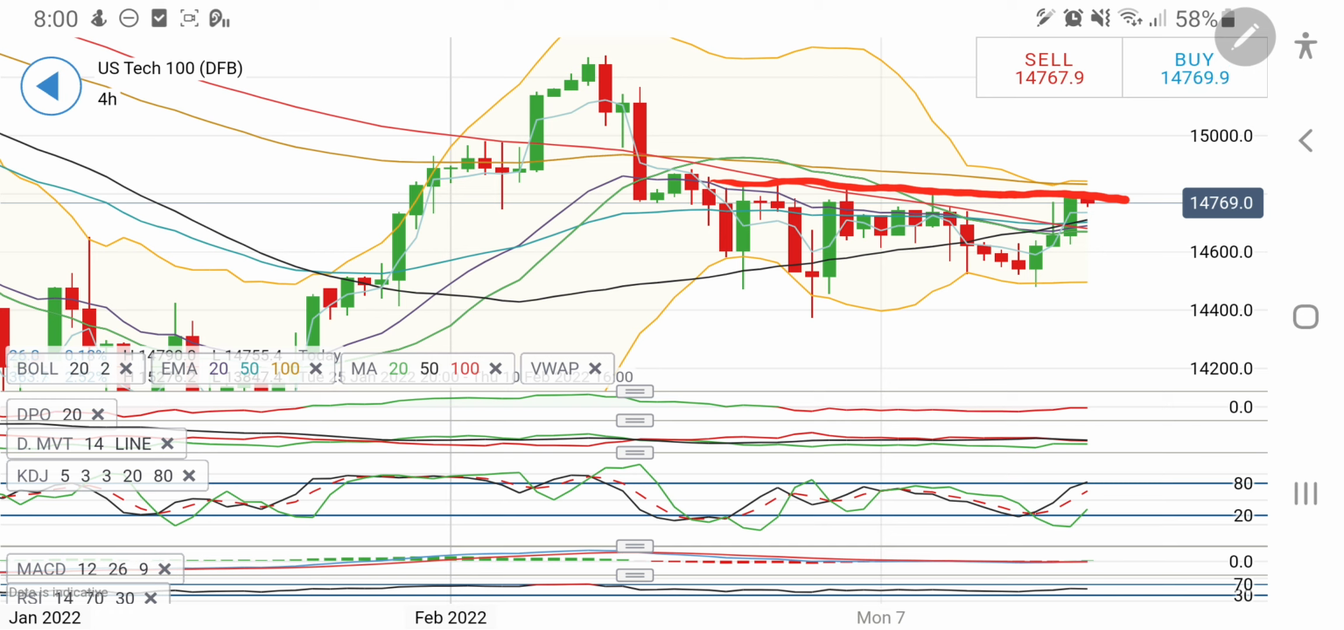So possibly once it breaks the 14,830, 840 zone, definitely. Only long is recommended beyond 14,830 levels. Sorry, extremely sorry. Once it breaks 14,830 it will definitely fly higher towards 14,900.